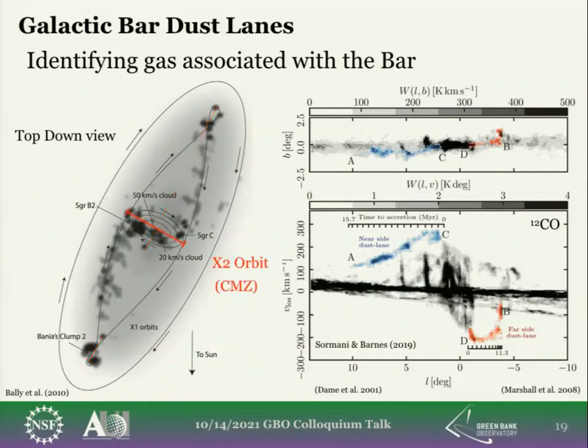Now the X2 orbits are perpendicular to the galactic bar, and typically any gas associated with the X2 orbits is gas that is thought to be in the central molecular zone, or CMZ. All right, so if you hear me say X1 orbits or X2 orbits, this is what I'm referring to. Again, X1 is parallel to the bar, so that's this larger structure. X2 is the smaller structure, and that's perpendicular to the bar.